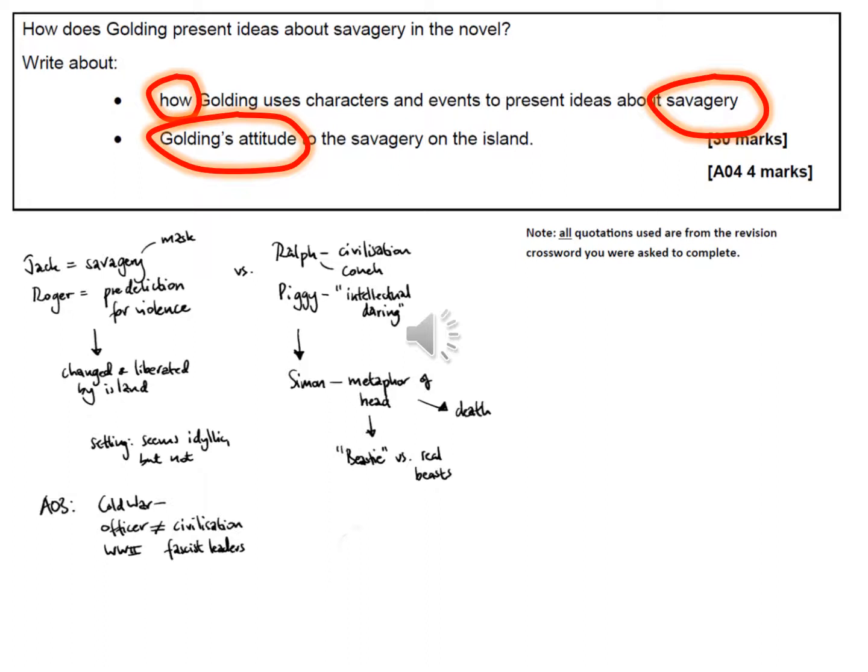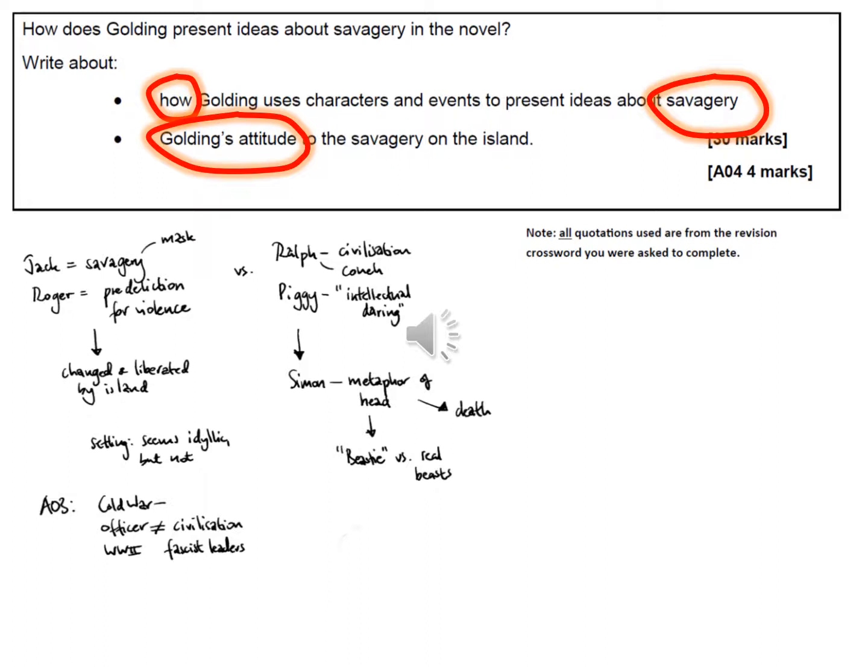I might want to say that Golding, one of his techniques, is to compare Jack with Ralph. So Ralph seems to represent civilization, and then maybe I can talk about the conch shell, because that seems to be a symbol of civilization. Piggy seems to be more intellectual and daring. He might get contrasted as well.